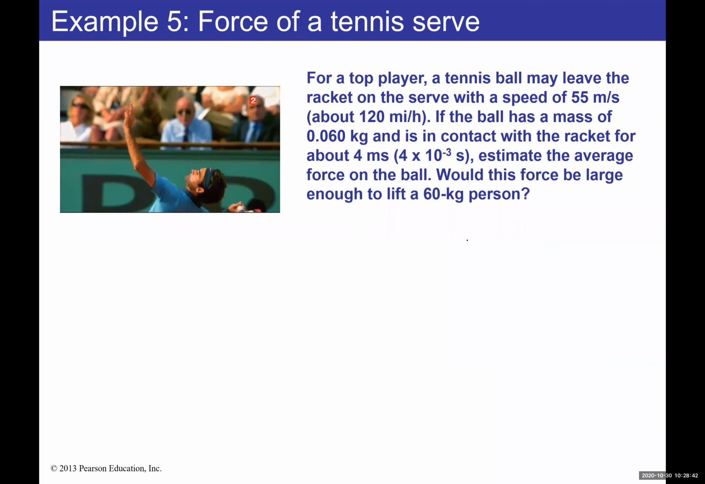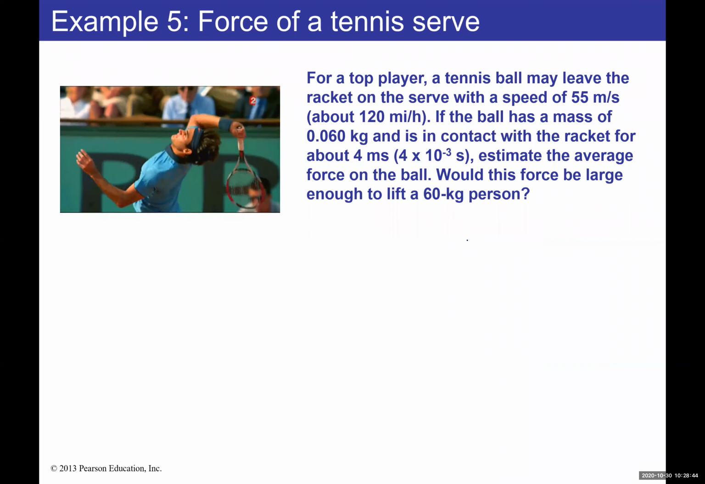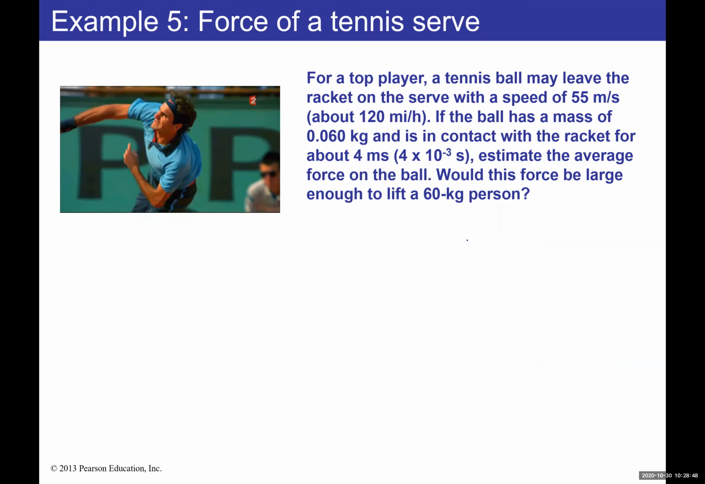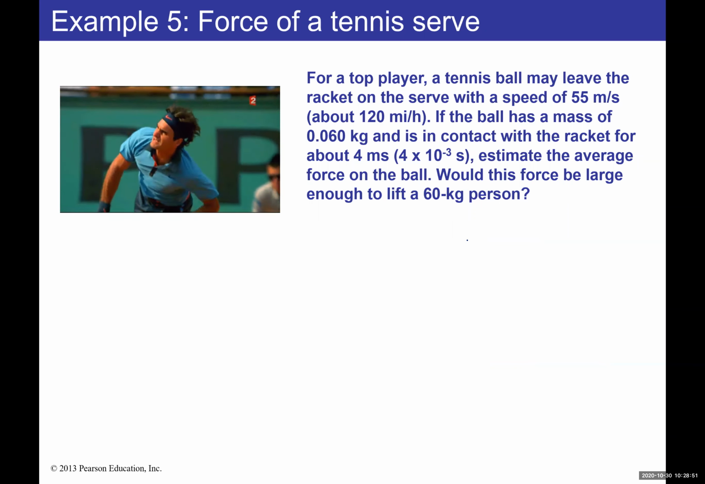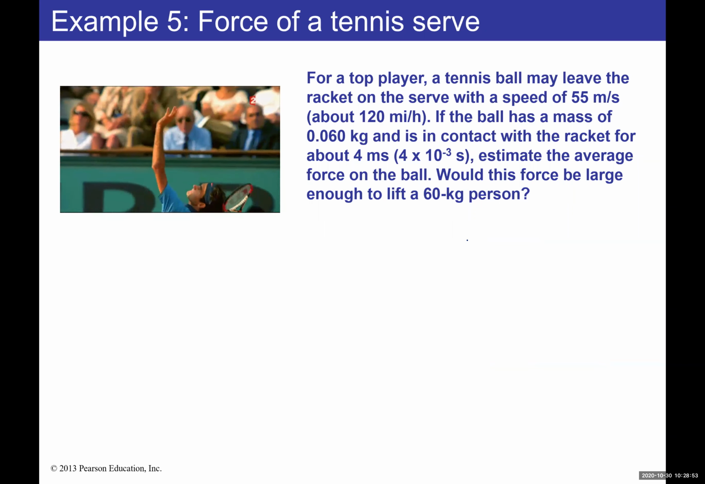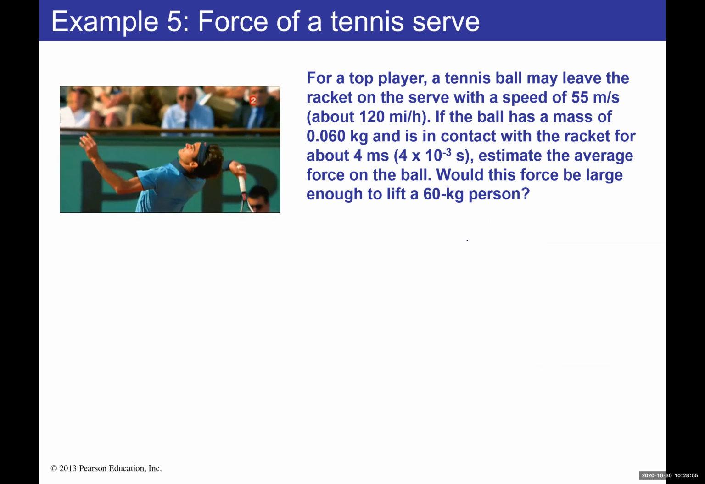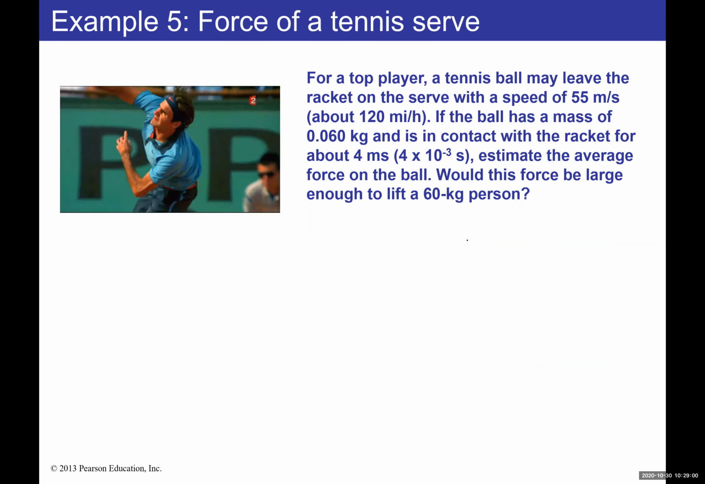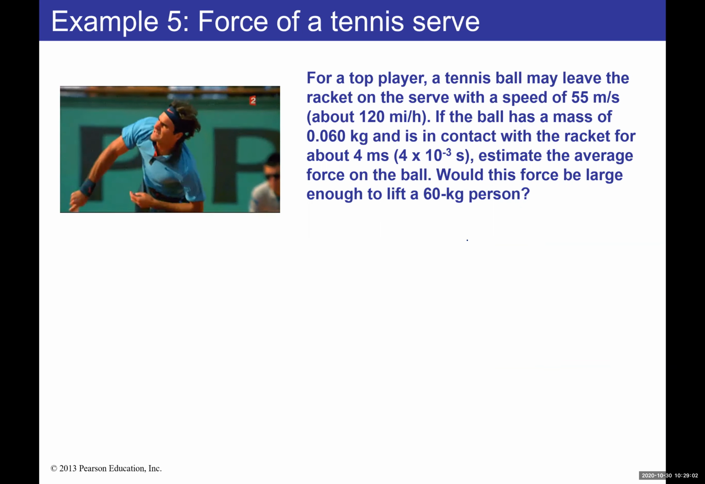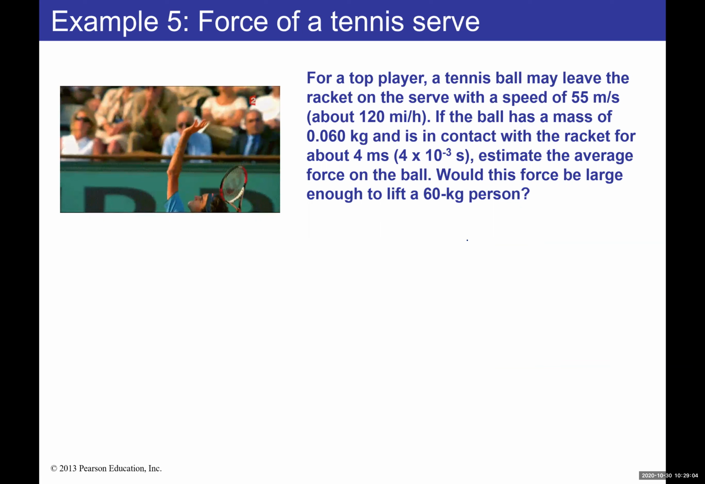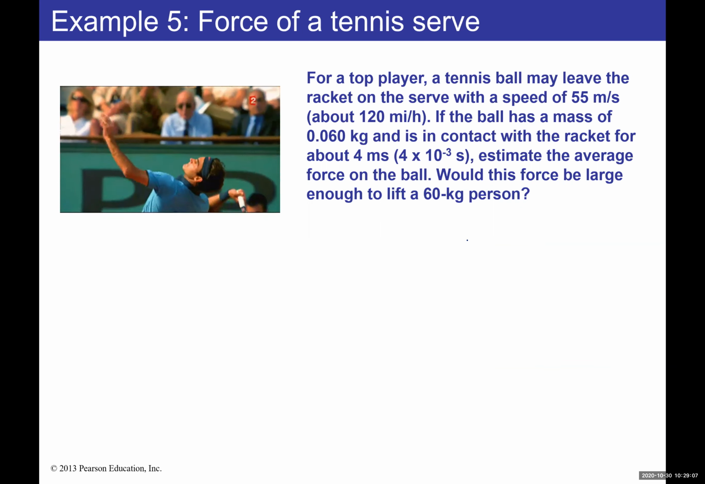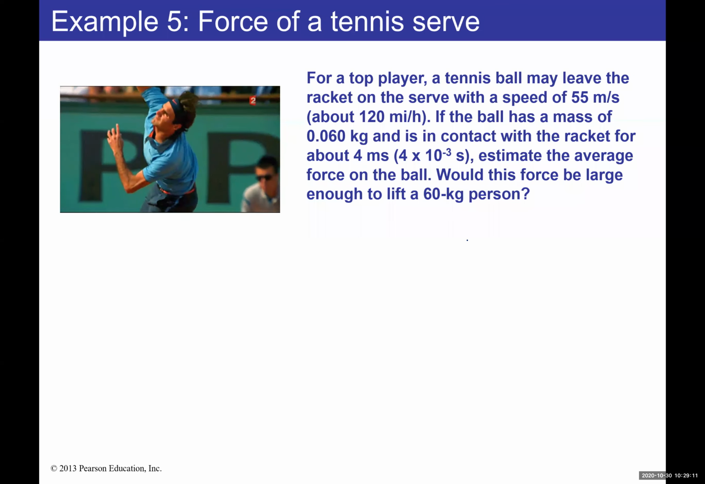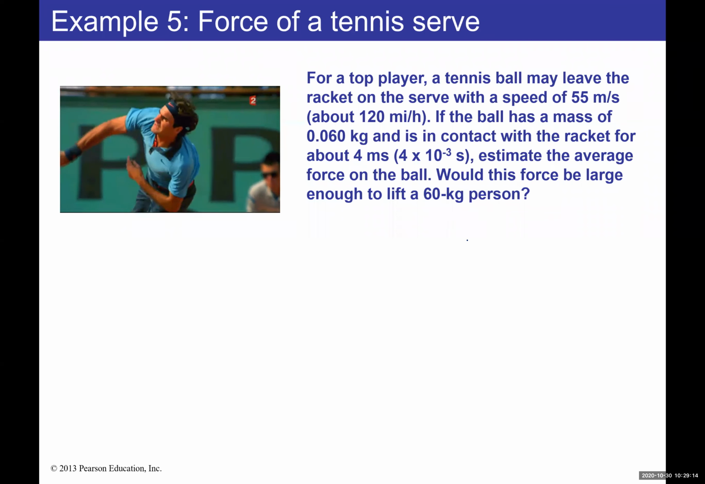So let's look at this example over here. For a top player, a tennis ball may leave the racket on the serve with a speed of 55 meters per second, which is about 120 miles an hour. If the ball has a mass of 0.06 kilogram and is in contact with the racket for about 4 milliseconds, estimate the average force on the ball. Would this force be large enough to lift a 60 kilogram person? All right, so let's do that.